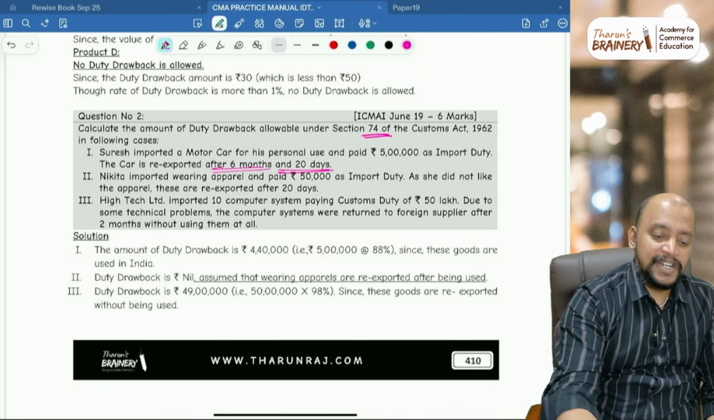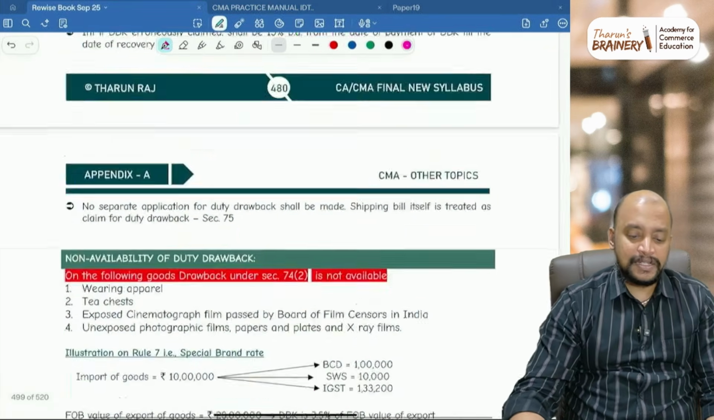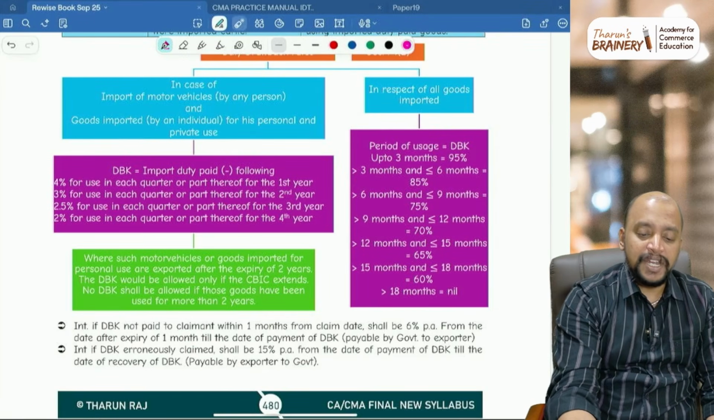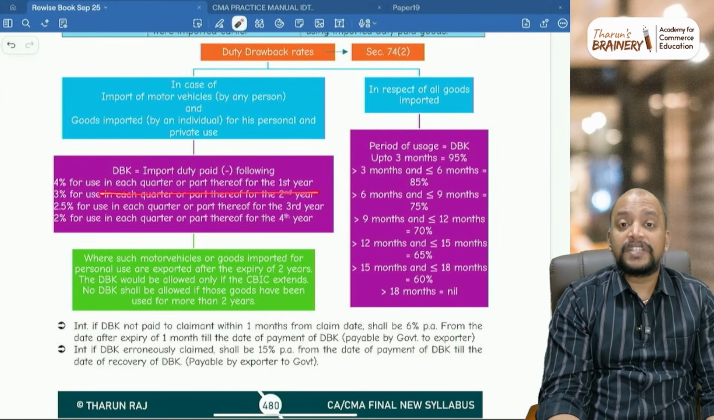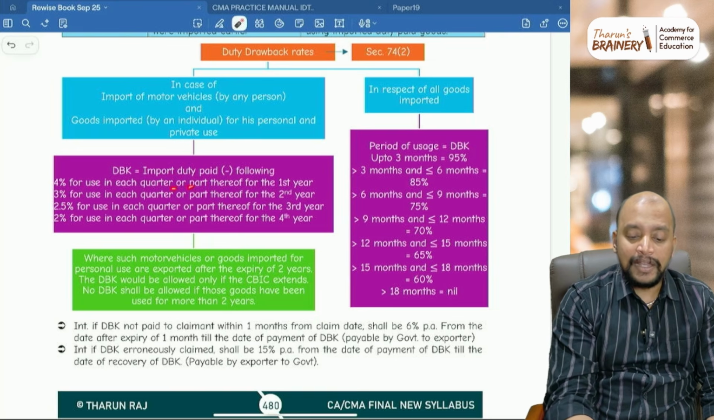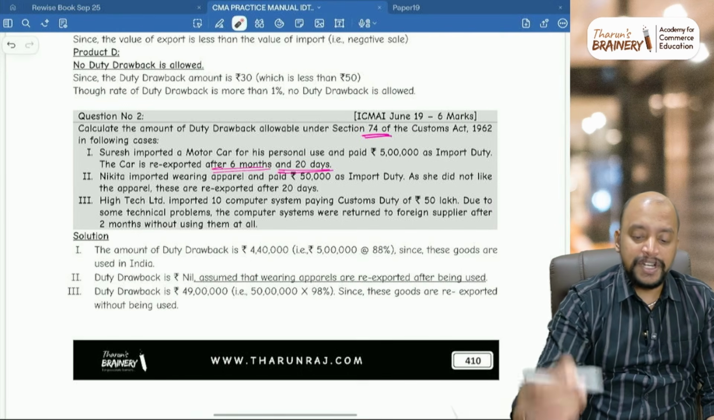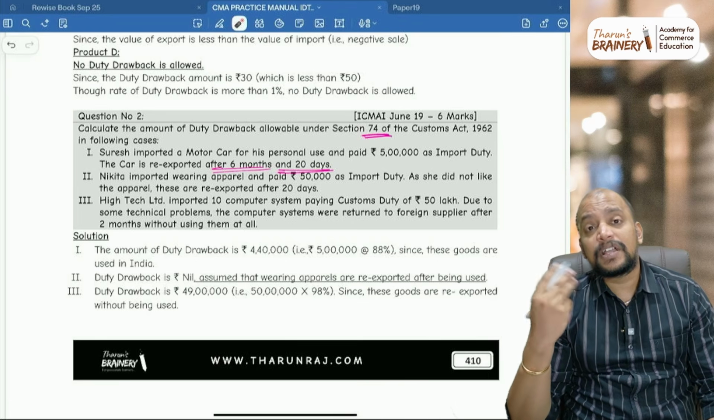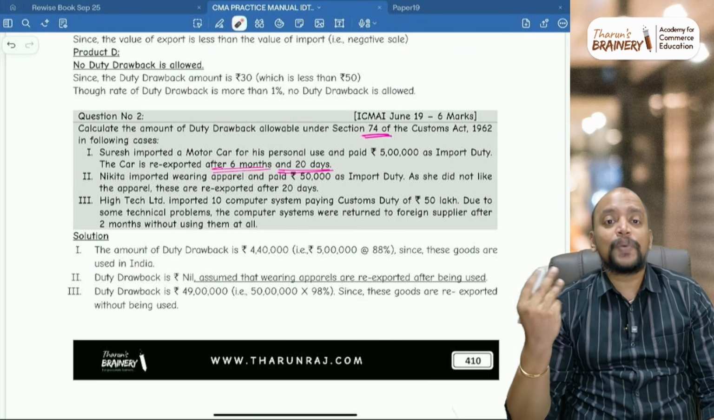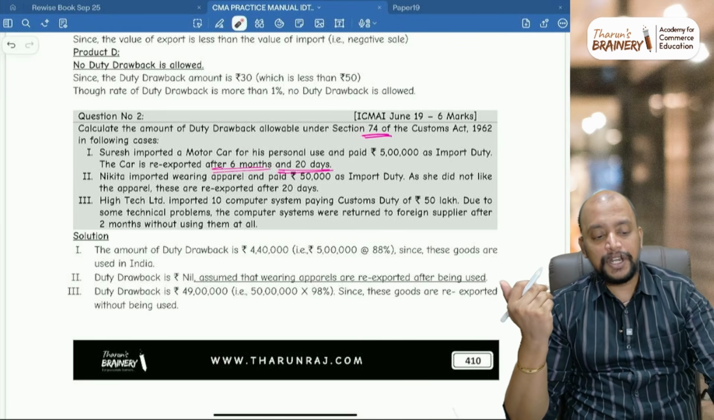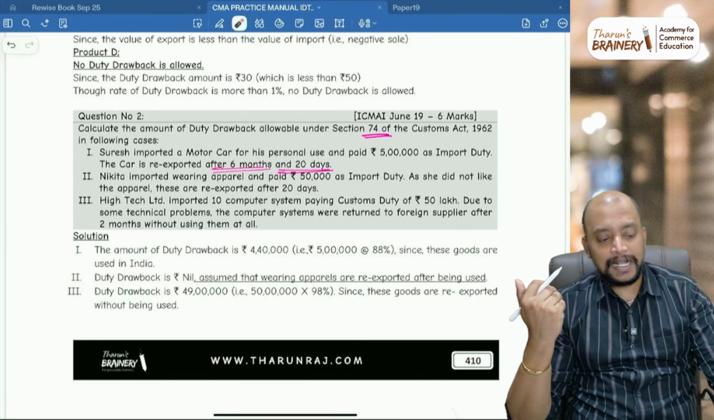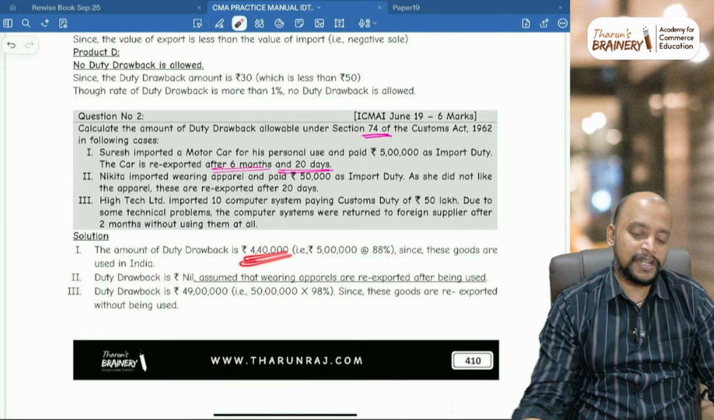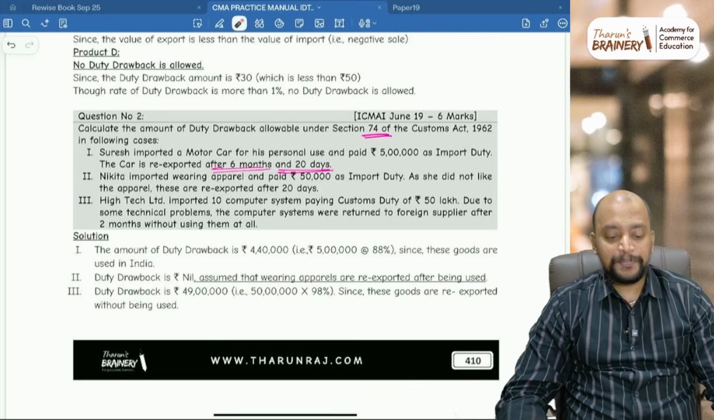You check this here, we discussed it. In this branch, 4% for every quarter or part thereof for the first year. So part thereof: here we used it for 6 months and 20 days, so you count it as 3 quarters. 3 quarters means 12%, so 12% we need to reduce. So 5 lakhs minus 12%, that will be 4 lakh 40,000 as the duty drawback.